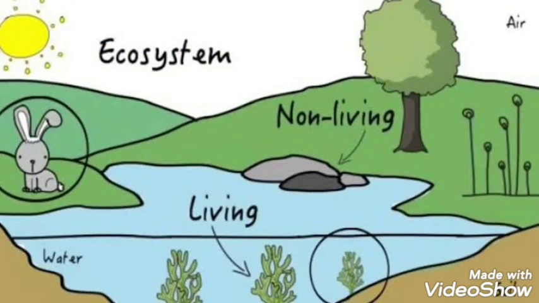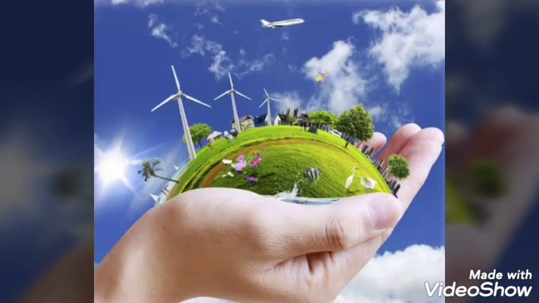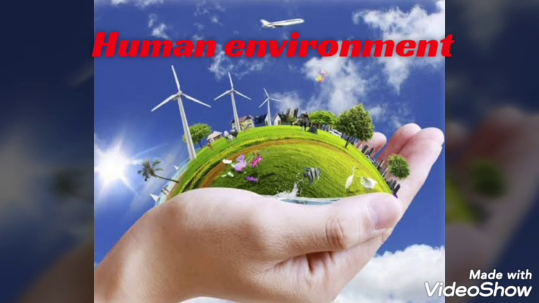Here you can see a simple presentation of ecosystem. Try to find out more examples. Now let us discuss our last topic. Human environment. Human beings interact with the environment and modify it according to their need.